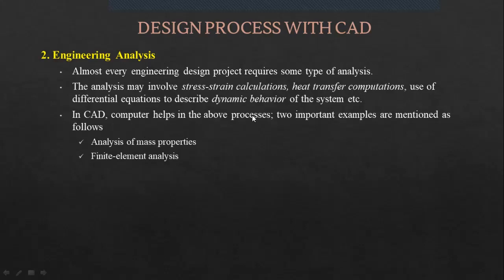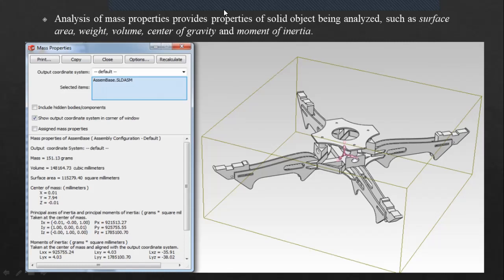In CAD, the computer helps in the above processes. Two important examples are mentioned as follows: analysis of mass properties and finite element analysis. You see the first one, analysis of mass properties. An example is here. They were designing a quadcopter. I believe all of you know what a quadcopter is. It has fans at these 4 locations, which help it fly in the air, on these 4 legs, or arms we can call them.